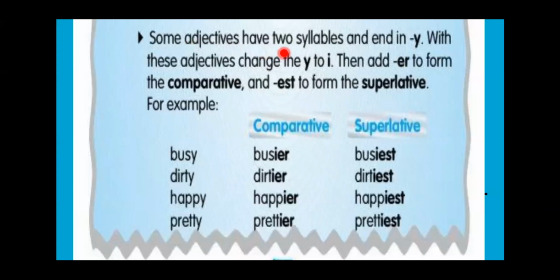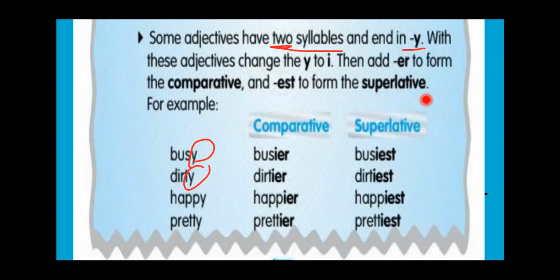Some adjectives have two syllables. Here we are talking about two-syllable words. Previously we saw one-syllable words: dim, mad, sad. Now it is saying two-syllable adjectives that end in Y, like dirty, busy, happy, pretty. What you do with these adjectives is change the Y to I, then add er to form the comparative and est to form the superlative.